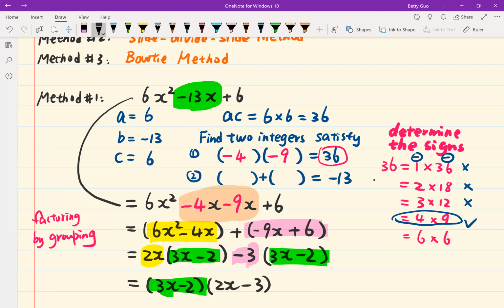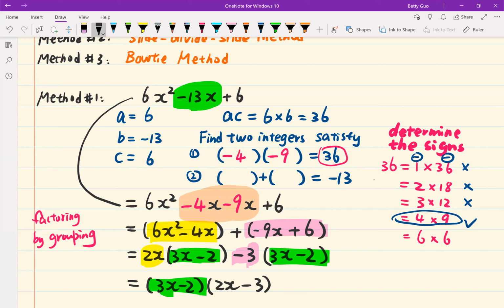So the completed factorization of the original trinomial is 3x minus 2 times 2x minus 3. The original quadratic trinomial is factored as the product of two linear binomials. One is 3x minus 2, the other is 2x minus 3.